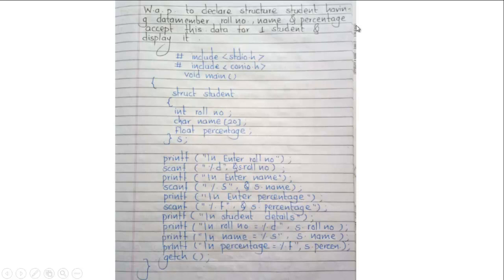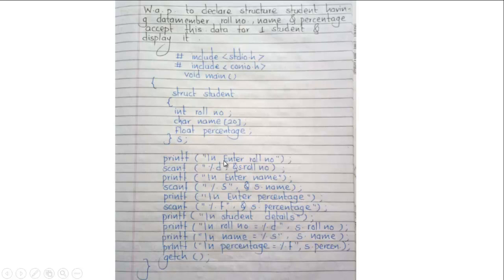Then percentage is in decimal or fractional form, so you have to write float here. So integer, character and float. Then after every variable you have to give a semicolon, then the closing bracket. Here you must create a structure variable. I have created yes, semicolon.